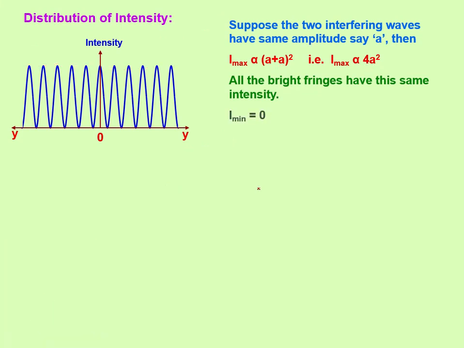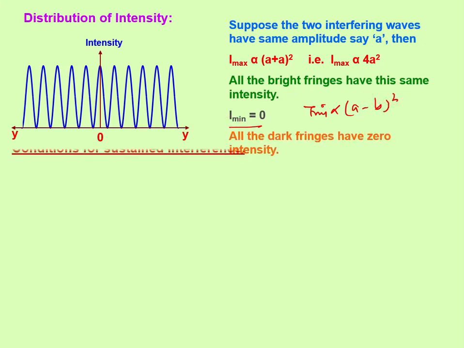Minimum intensities are zero if they have equal bright fringes. Remember, the minimum intensity equation was A minus B whole square. If they have same brightness, minimum is zero. All dark fringes have zero intensity.